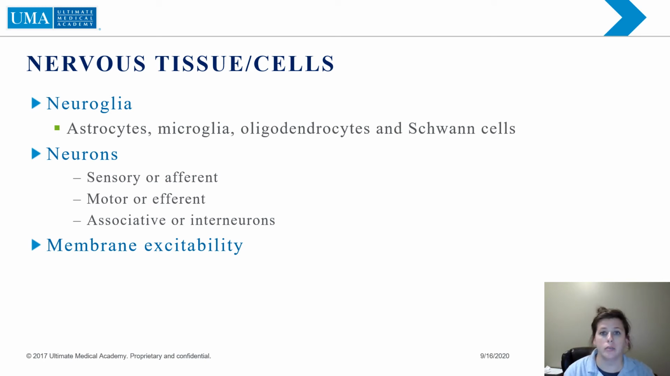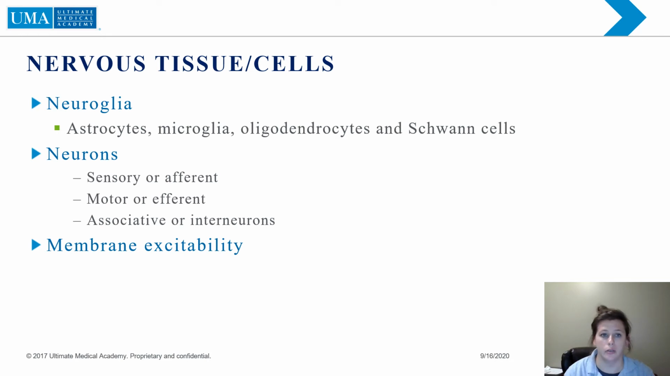Oligodendrocytes are central nervous system structures that wrap around neuronal axons, forming the myelin sheath. Then there are Schwann cells, peripheral nervous system structures that wrap some neuronal axons to form the myelin sheath.